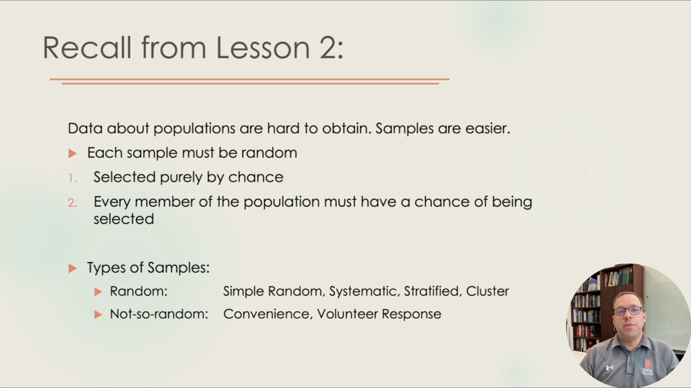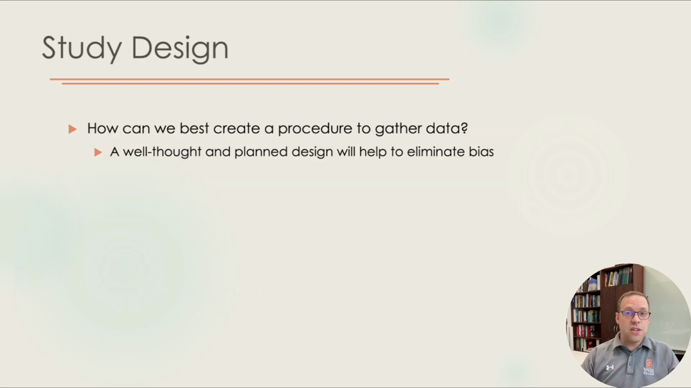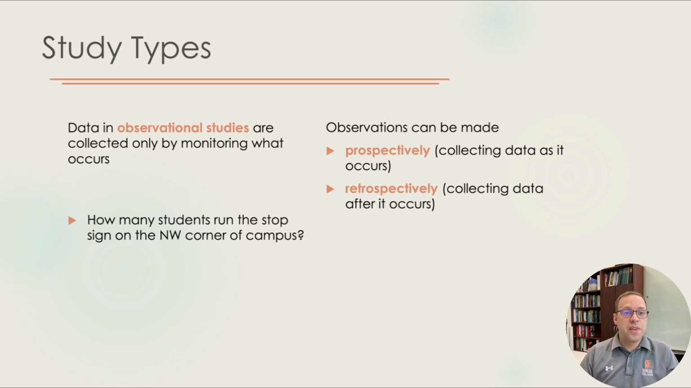So remember this from Lesson 2 on sampling methods. We talked about how a sample needs to be random, meaning that every member of a population has an equal chance of being selected, and the selection actually happens purely by chance. We also looked at a few of the different sampling methods. So now we get to the question, how can we best create a procedure for gathering the data? How are we going to organize our study? Well, a well thought out and planned design is going to help us to eliminate as much bias as possible.